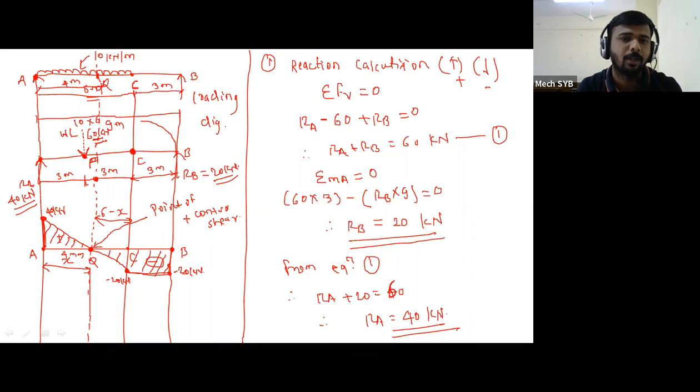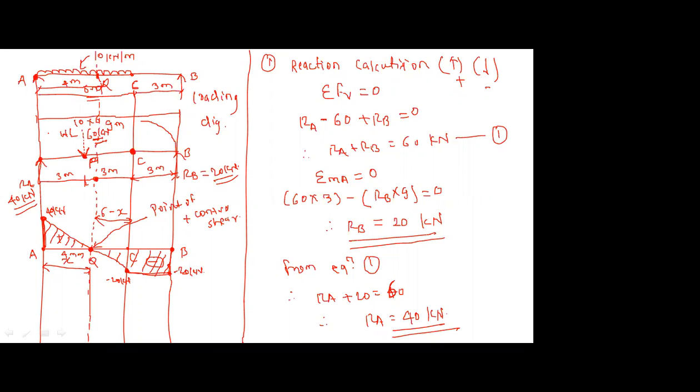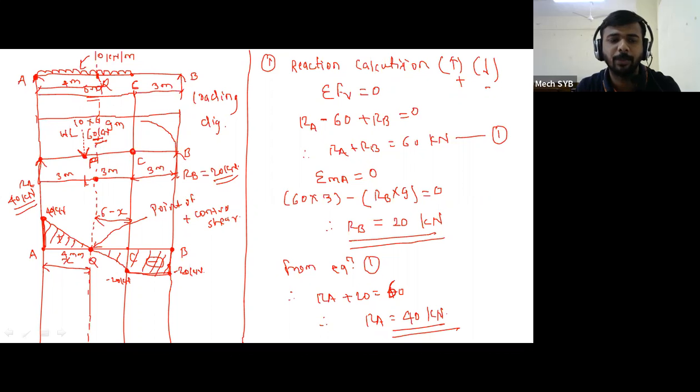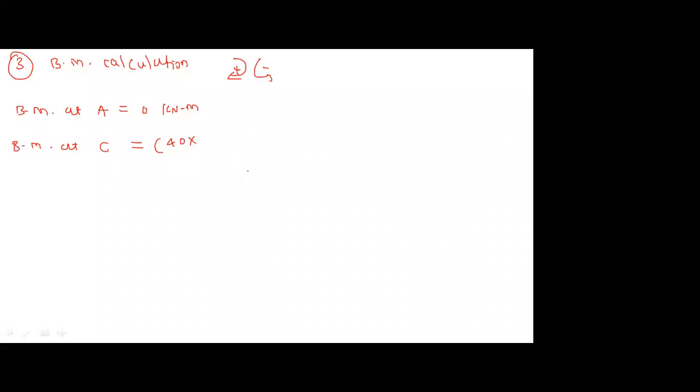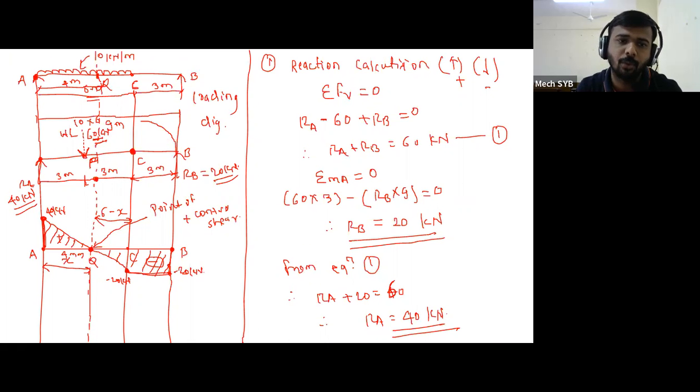Therefore, there are two forces which we have to resolve towards point C. Now start from the left side. Reaction RA. Resolve it towards point C. Is it rotating clockwise or anti-clockwise? Clockwise. Therefore, 40 into distance between A to C, 6. 40 into 6. Minus UDL converted into the point load.